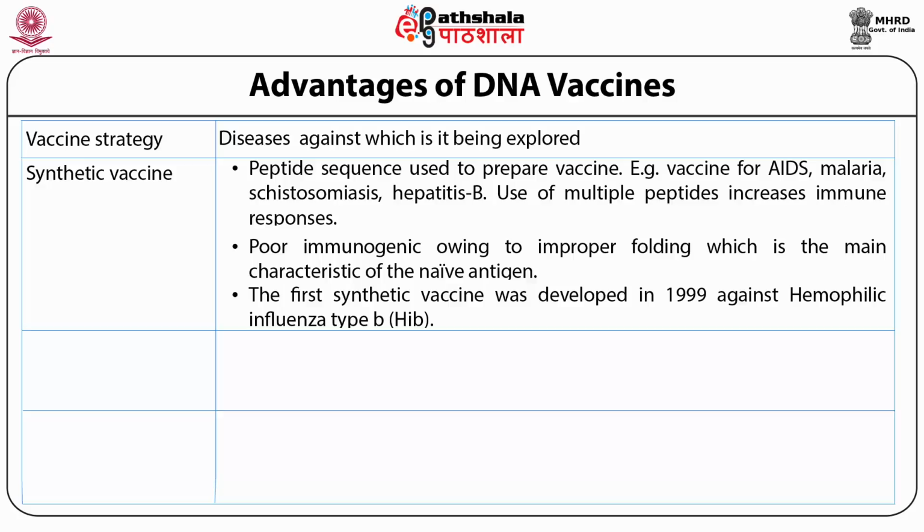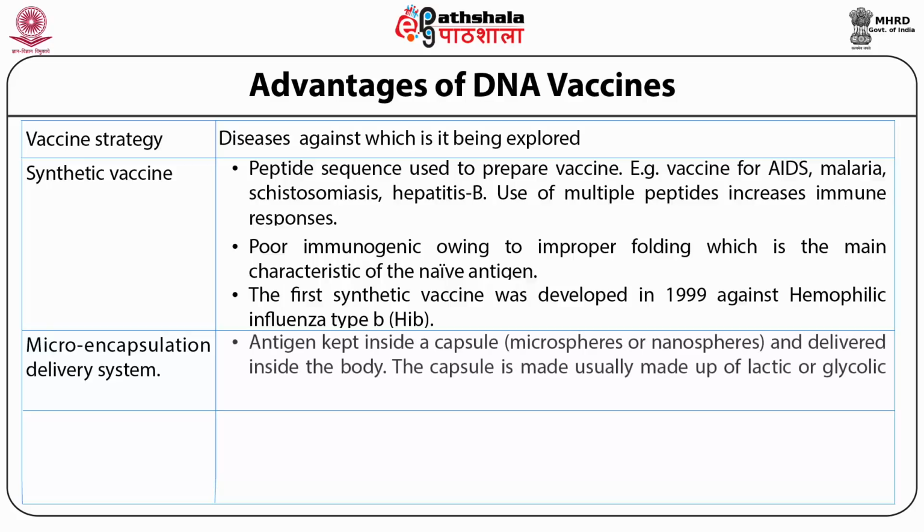The second type of vaccine strategy is the microencapsulation delivery system. The antigen is kept inside capsules in the form of microspheres or nanospheres and delivered inside the body. This capsule is usually made of lactic or glycolic acid. Vaccines for influenza have been produced by this method, but it lacks cell-mediated immunity.